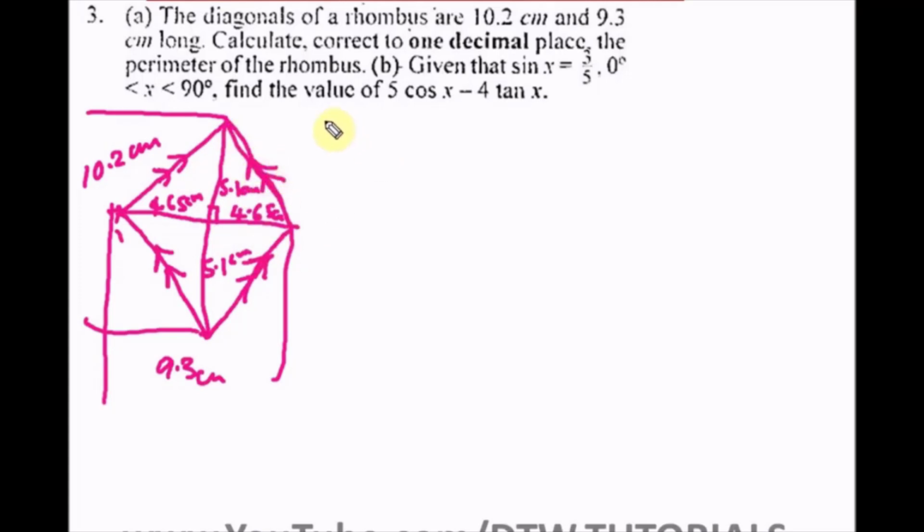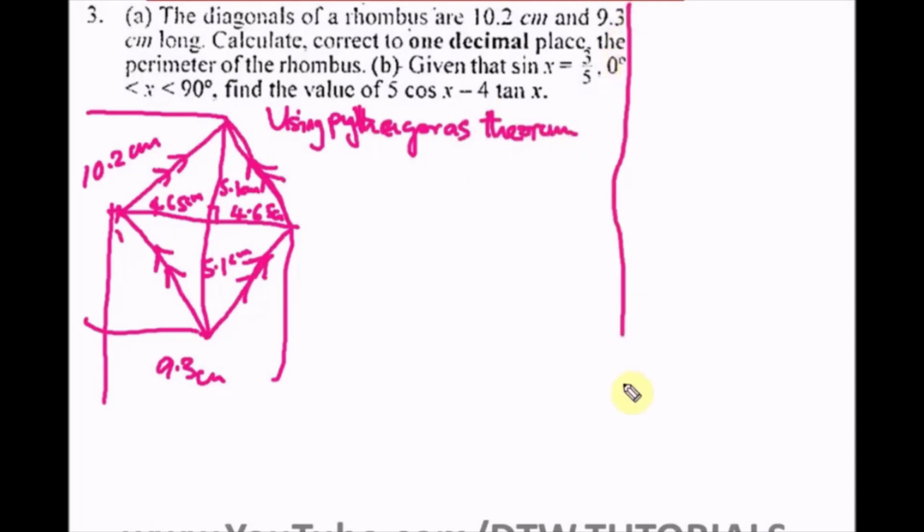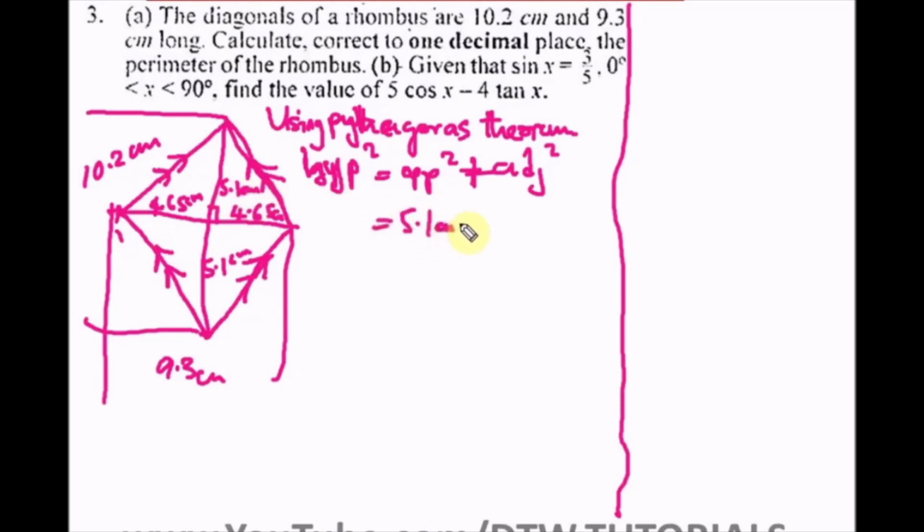Remember Pythagoras Theorem, you have to state this, please. You say using Pythagoras Theorem, and state the formula of the theorem. Let me draw this line here in case we need additional space. So using Pythagoras Theorem, which says hypotenuse square is equal to opposite square plus adjacent square. We're looking for our hypotenuse. Our opposite side is 5.1, so we have 5.1 centimeter square plus our adjacent, 4.65 centimeter square.